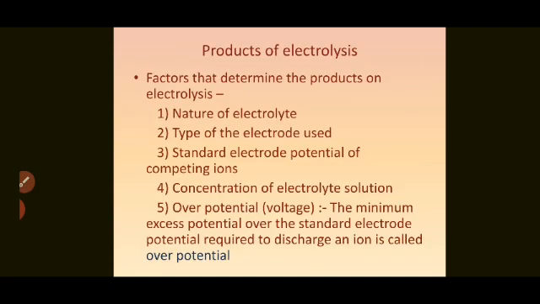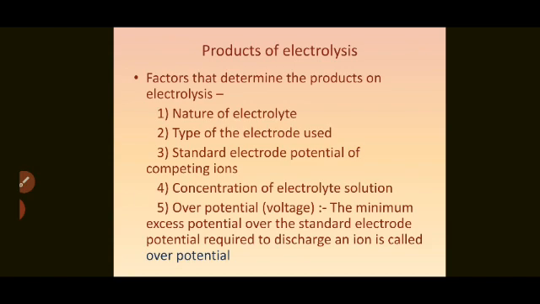Now, how can the product of electrolysis be determined? Factors that determine the products on electrolysis. So what are the factors? Nature of electrolyte, type of electrode used, then standard electrode potential of competing ions, means which ions are forming in that and what is their standard electrode potential. Next one is concentration of electrolyte solution, and fifth one is over voltage or over potential.